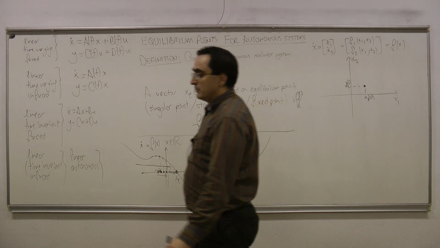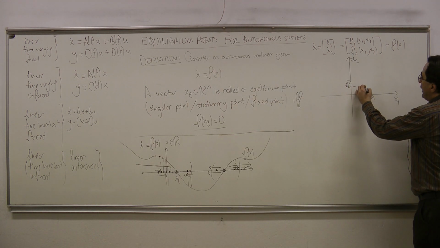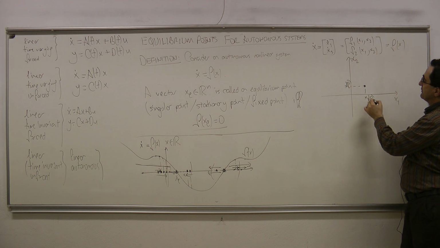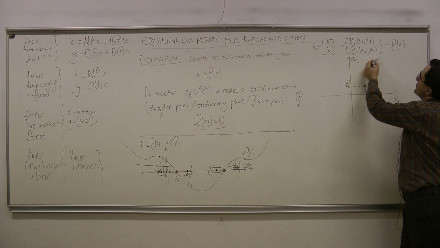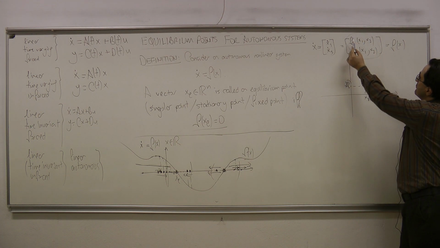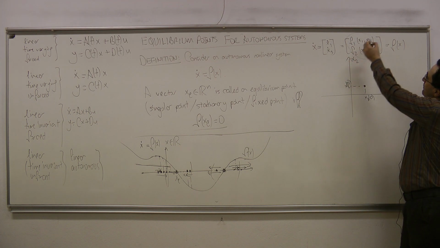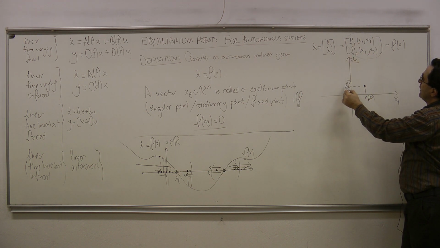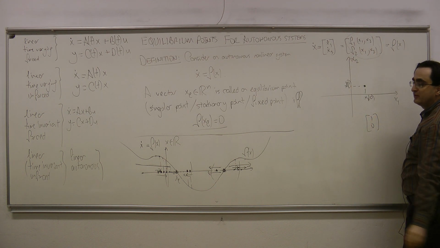How would the system move from that point? First of all, I would evaluate the function f on this point, x1(0), x2(0). This is going to give me a vector composed of elements f1 and f2. Suppose that when I evaluate this vector at x1(0) and x2(0), that vector turned out to be 1, 0.